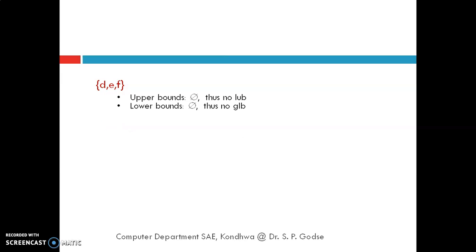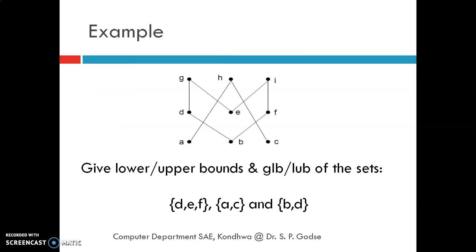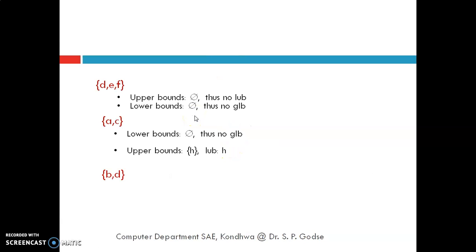Now we'll see the last set B comma D. So in case of B comma D, this is B and this is D. In case of B and D, lower bound is nothing but B, because if you consider both elements, B is the lowest element. So this is the lower bound, and greatest lower bound is nothing but, you can see here, lower bound is B and greatest lower bound is also B.